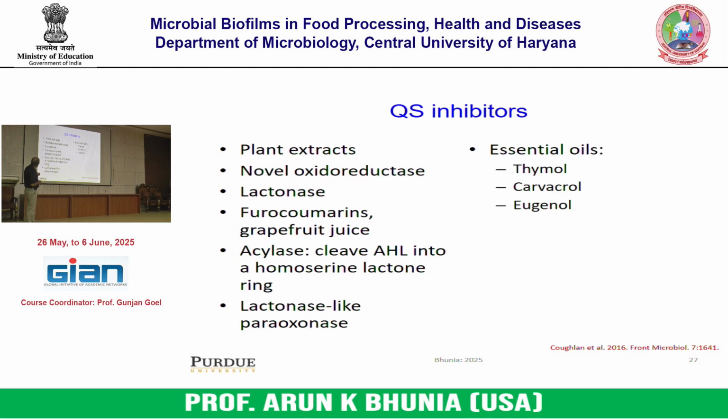These are acylase that breaks down the AHL, and also a lot of essential oil, thymol, carvacrol from grape, or eugenol. All of those come from spices and herbs we eat. So those also can inhibit the quorum sensing. And these are well established nowadays, and people are trying to use that.